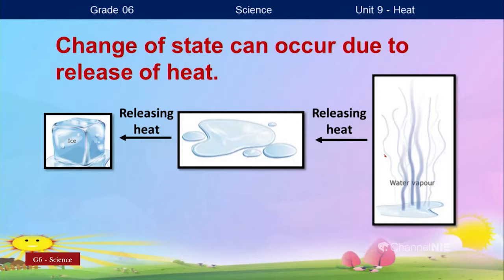it becomes solid. Here also I would like to explain to you, ice is the solid state of water, water is the liquid state of water, water vapor is the gas state of water. Here you can see when the water vapor releases the heat, it becomes water, water releases the heat, it becomes ice. Here also you can see change of state can occur due to the release of heat.